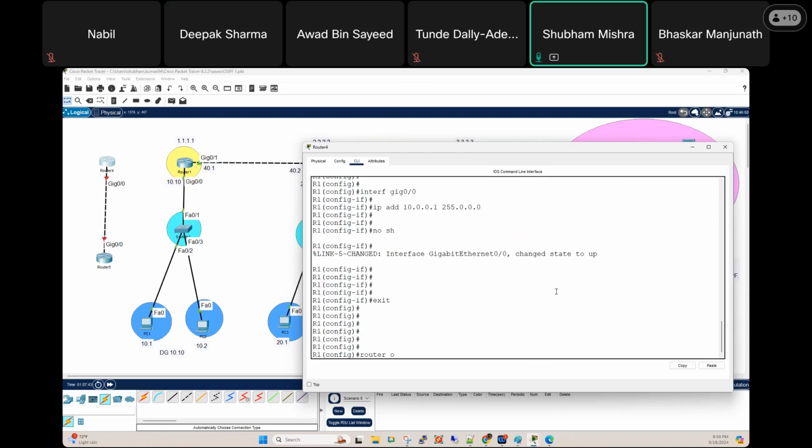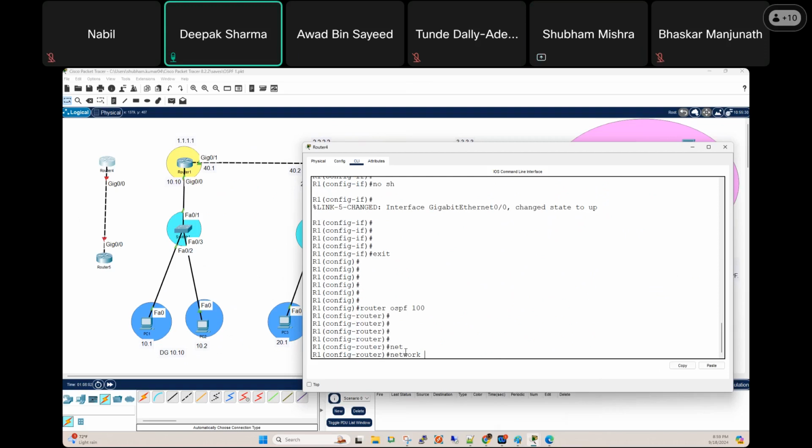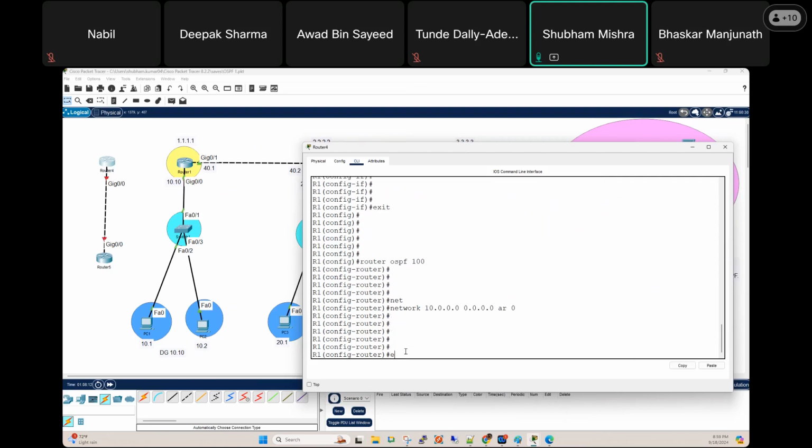Configuring OSPF: router OSPF 100, one number. Then neighbor. Who can tell me? Any idea what the command is? Network. I need to advertise the network. So on this router, I configure the 10 network, right? Network 10.0.0.0 area 0. I will tell you later what I configured.